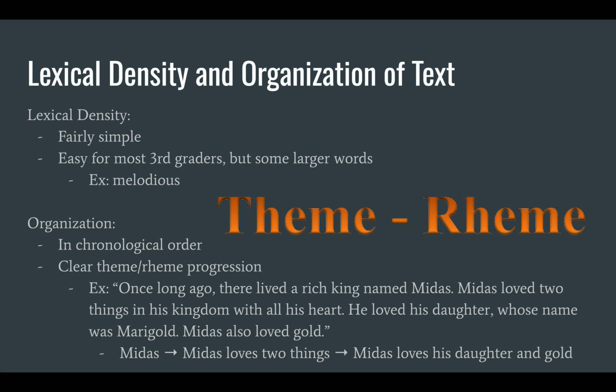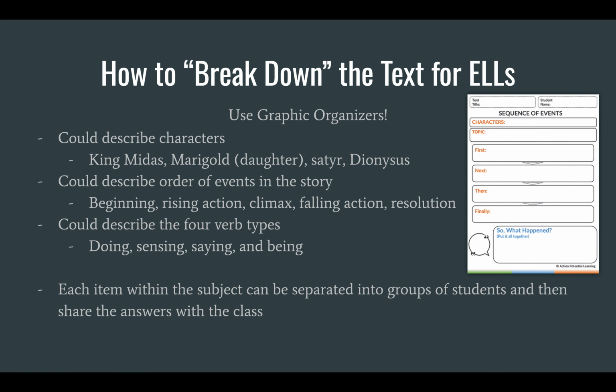And then the organization was also somewhat easy to follow once you understand it. So chronological order, and there was a clear theme reading progression. So this is literally just the first few sentences of the story. It says there's a king named Midas. Midas loves two things. Midas loves his daughter. Midas loves gold. So very clear organization.